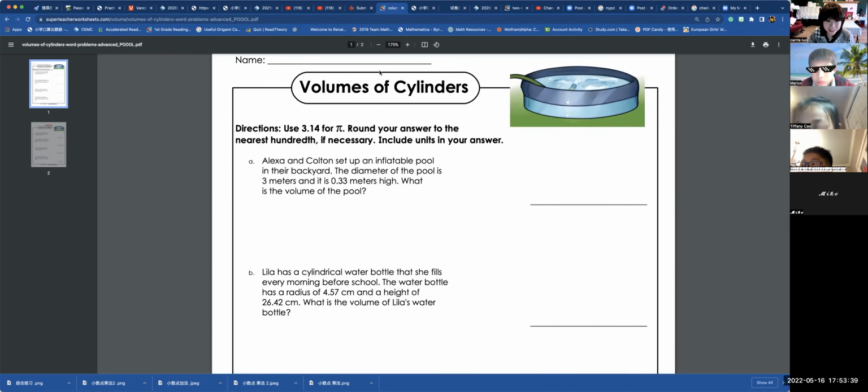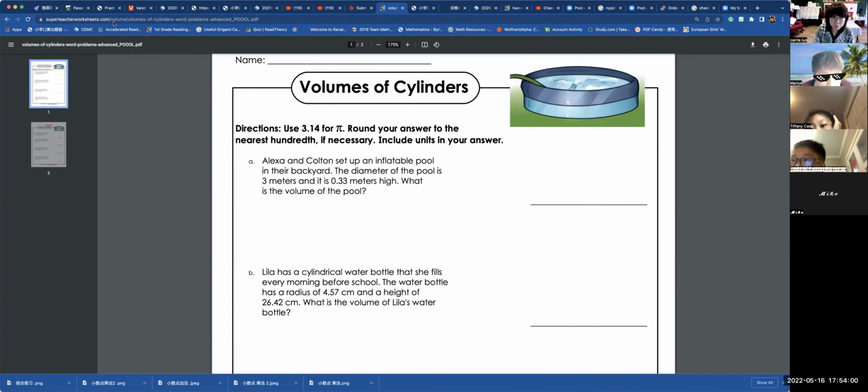So Alexa and Colton set up an inflatable pool in their backyard. The diameter of the pool is 3 meters and it is 0.3 meters high. What is the volume of the pool?